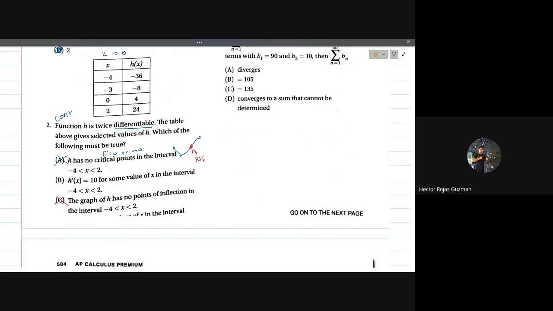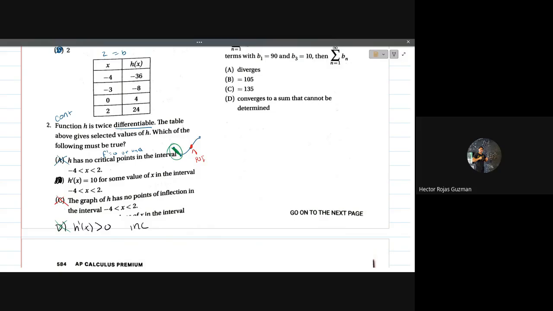Not necessarily. D got cut off, but it says h prime of x is greater than 0 for all values of x, meaning the function is always increasing. Once again, looking at the example that I did, there's already a counterexample right here. D is not going to be true. The answer is B. H prime of x equals 10 for some value.